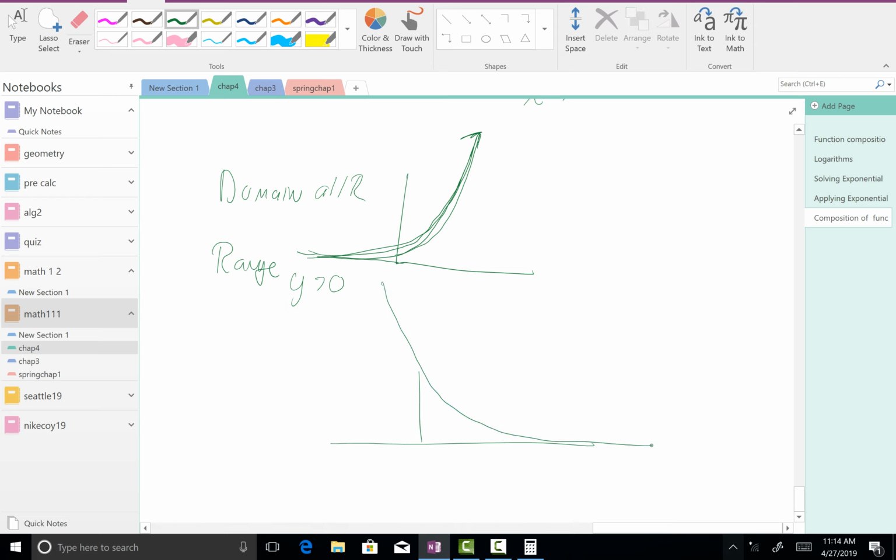Okay, again, this is going this way, so we can fold it down. This is riding along that axis, so the domain is the same, and so is the range. So whether it's growing or decaying, in a general sense, it's always going to be the same thing.